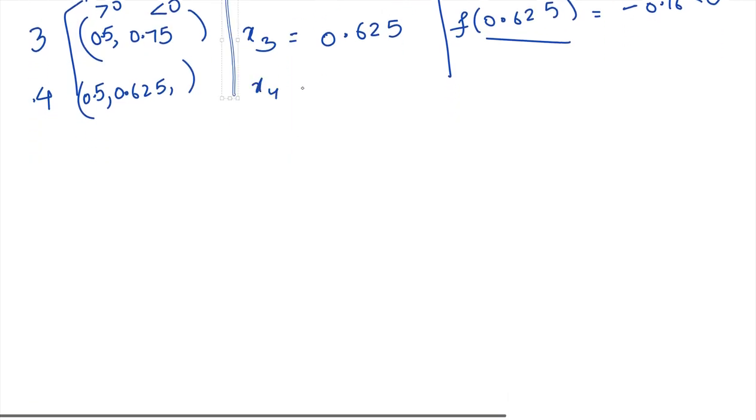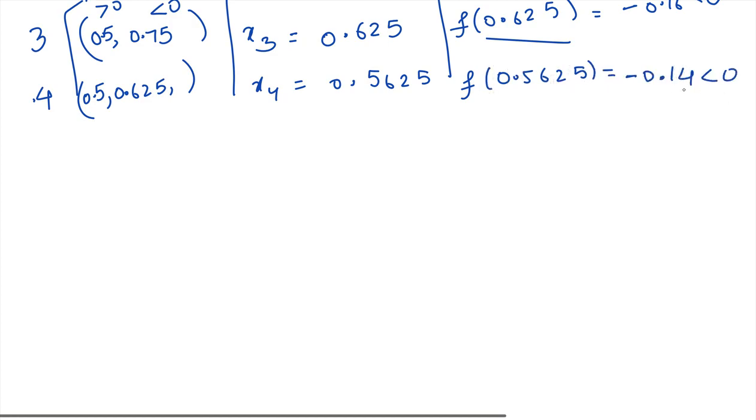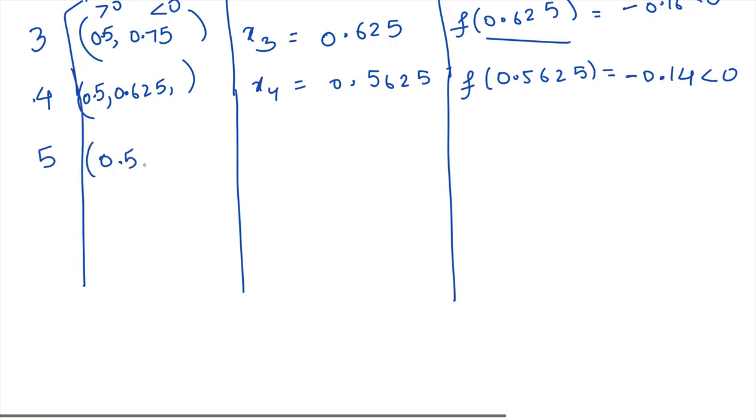So x4 is 0.5 plus 0.625 divided by 2, which is 0.5625. Now f of 0.5625 is minus 0.14. This is again less than 0. So if that is less than 0, we will take the one giving us greater than 0 from the previous interval, right? 0.5 comma 0.5625.